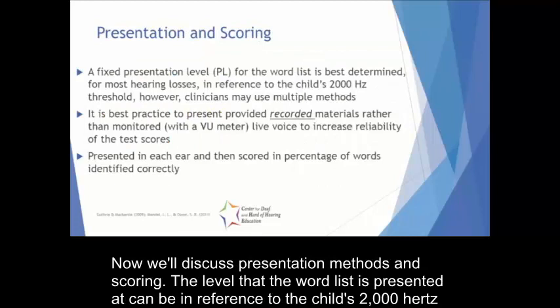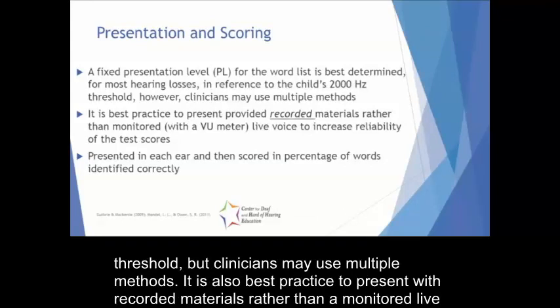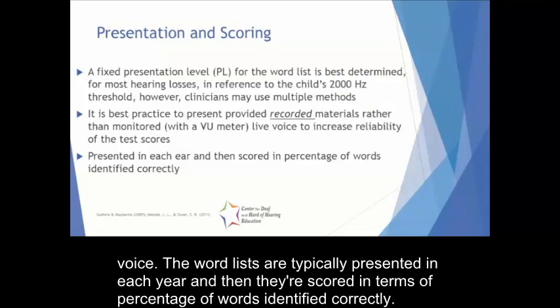Now we'll discuss presentation methods and scoring. The level that the word list is presented at can be in reference to the child's 2000 hertz threshold, but clinicians may use multiple methods. It is also best practice to present with recorded materials rather than a monitored live voice. The word lists are typically presented in each ear, and then they're scored in terms of percentage of words identified correctly.